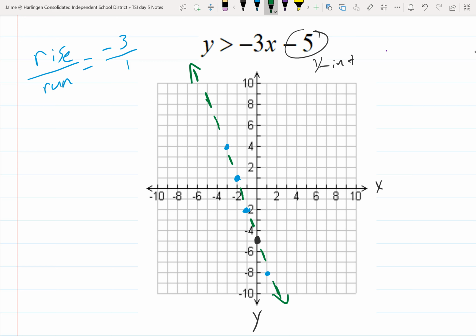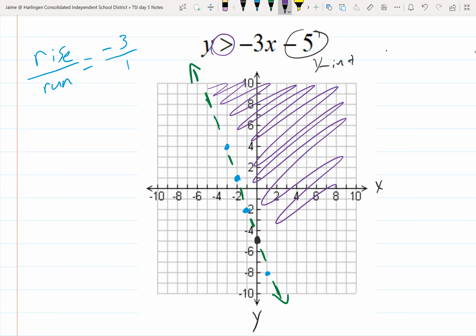Now, this symbol is greater than. Greater than means to color above or to the right. Here, if you're not really sure which one's above, to the right helps you. Color to the right of the line. There you go. All that would be colored in.